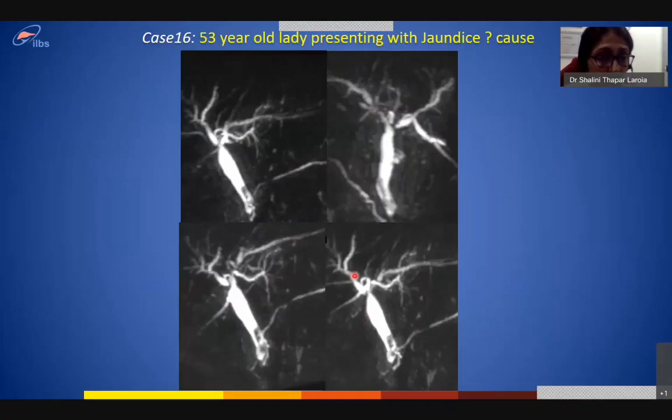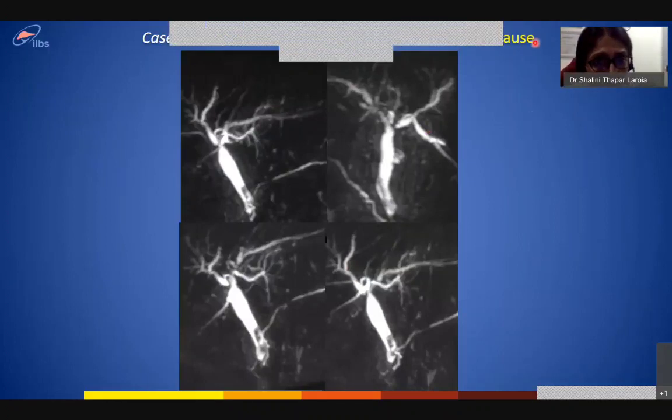This is a very simple case again, but you have to be vigilant when you're reporting such a thing and also looking at these lesions. A 53-year-old lady presented to us with jaundice and she has come for a routine MRCP. Now, what do we see? We see on the MRCP a dilated duct and we see some linear hypointense structure within the lower end of the duct. We don't know what this is, but any guesses?